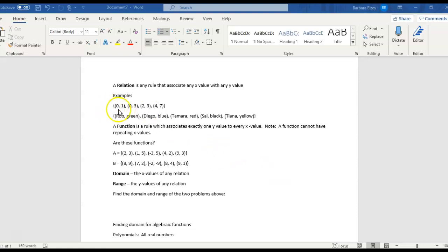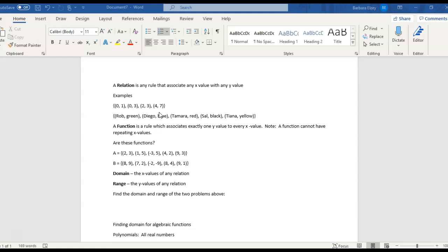So here's an example: (0, 1), (0, 3), (2, 3), (4, 7). It's just a collection of points. And notice our points don't have to be numbers. So we can associate Rob with green, Diego with blue, Tamara with red, Sal with black, Tiana with yellow, and that's still a relation. It's any kind of relationship between two things that are expressed as an ordered pair.